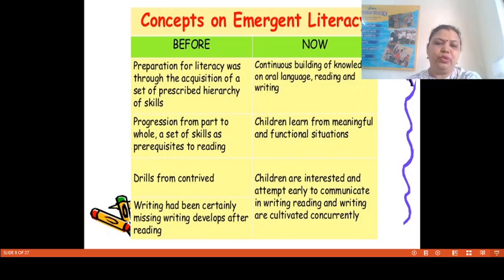Before, there was progression from part to whole, a concept given by a very famous psychologist, who said that a set of skills is a prerequisite to reading. Now, children learn from meaningful and functional situations. Drills from contrived material had been certainly missing, and writing was thought to develop after reading. But nowadays children are interested and attempt early to communicate in writing; reading and writing are cultivated concurrently.